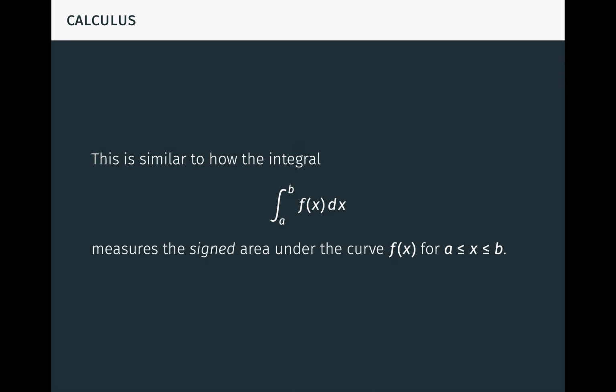Viewers familiar with calculus may notice this is similar to how the integral of a real-valued function of a single real variable measures the signed area under the curve. The integral accumulates positive area when the function is positive and accumulates negative area when the function is negative. This provides similar algebraic benefits, including linearity of the integral. To get unsigned area, we integrate the absolute value of the function.